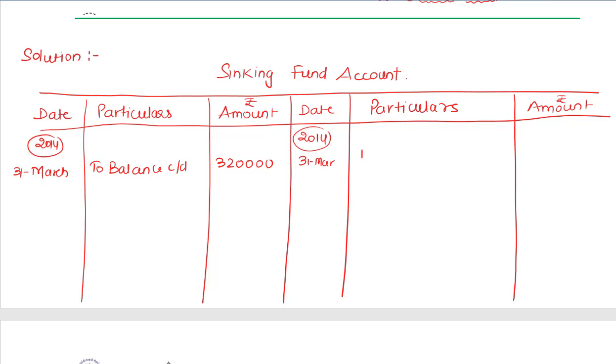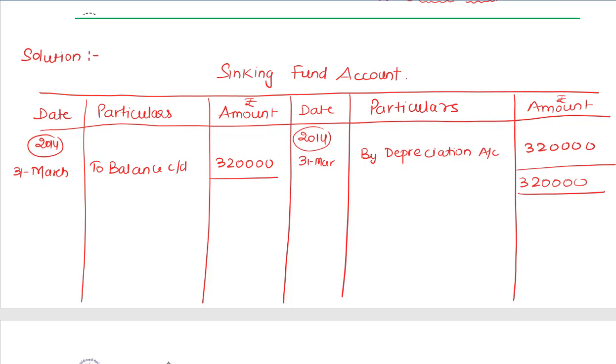And over here, 31st March, by depreciation account, 3,20,000. This is given in the question. So the total over here is 3,20,000. This is transferred over here to the debit side, and the closing figure of 3,20,000 came.